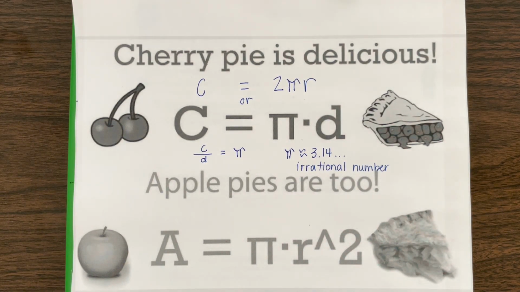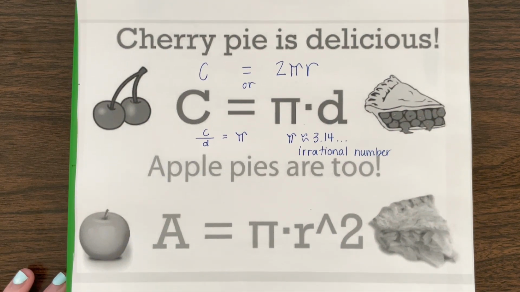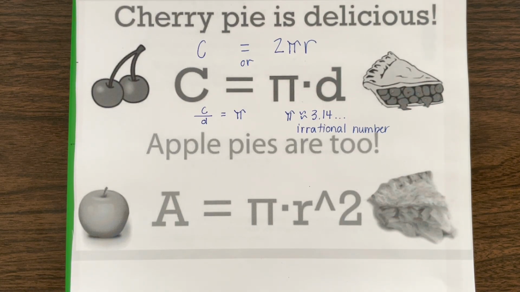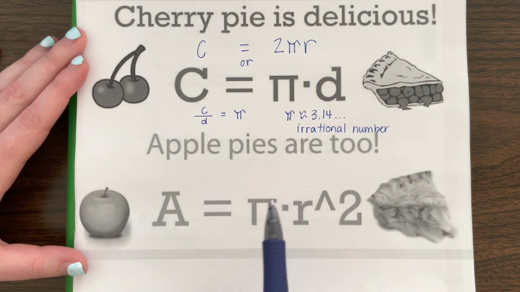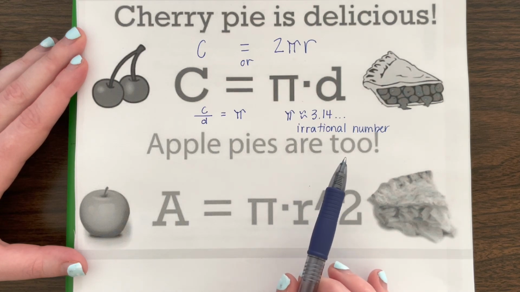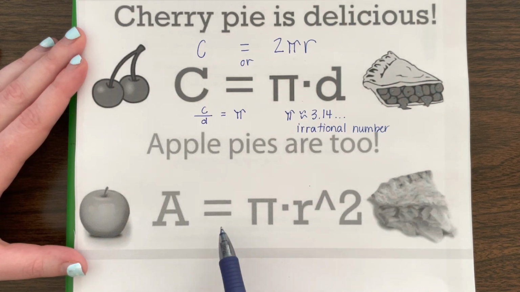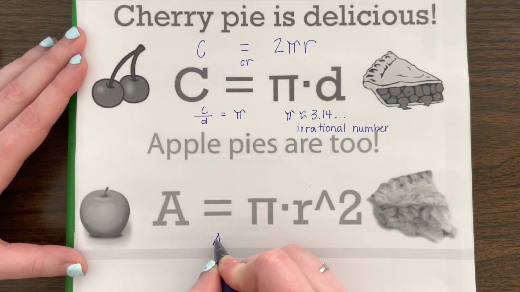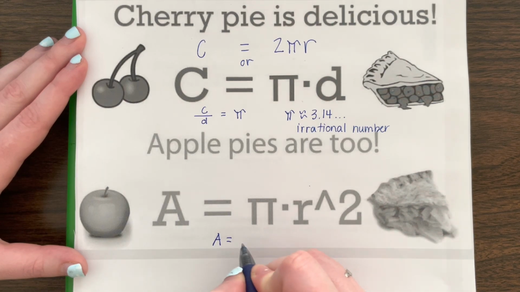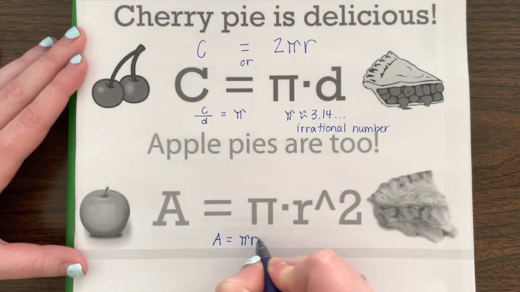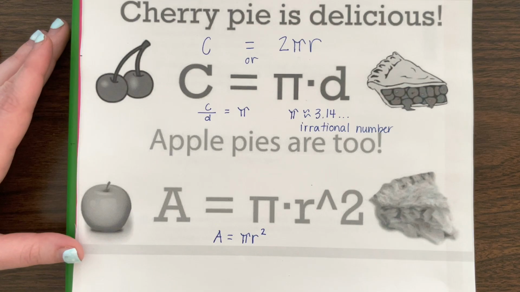All right, we can also talk about area. So one way that you can remember for area is apple pies are 2. So area equals pi times the radius squared. It might be more standard to see it like this: area is equal to pi times the radius squared. So we have an exponent there.